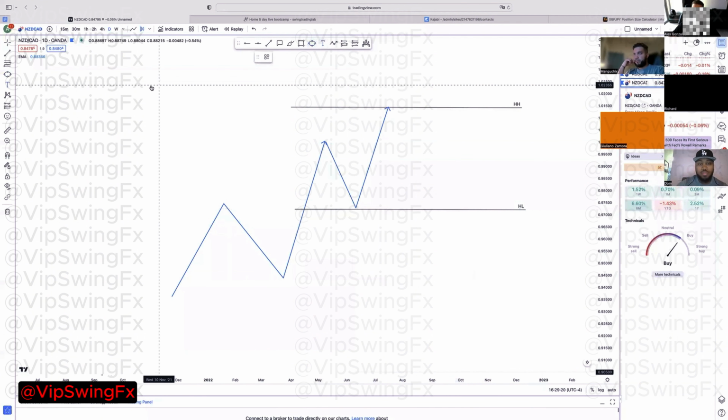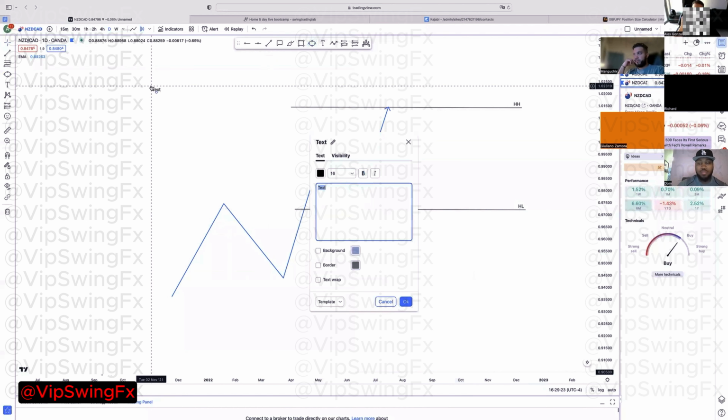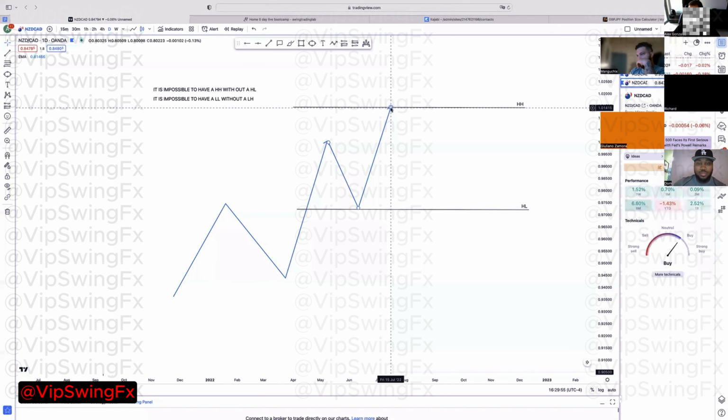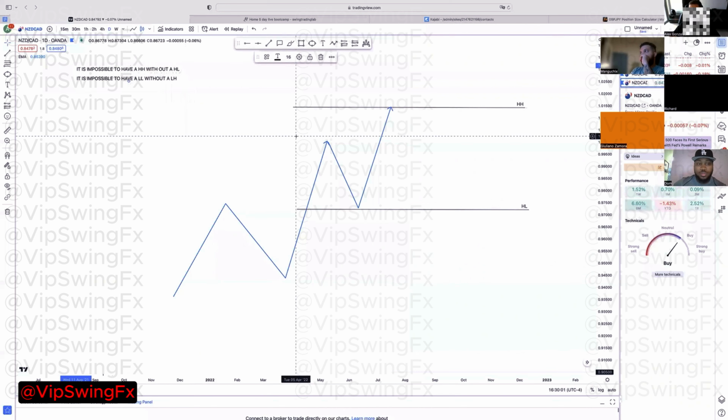I'm going to write this down now, because I realized this is something a lot of you, well, the previous students, didn't understand, and it took me forever to get the message across. So I'm going to put it as a note. It is impossible to have a higher high without a higher low, and it is impossible to have a lower low without a lower high. This is going to make a lot of sense right now.